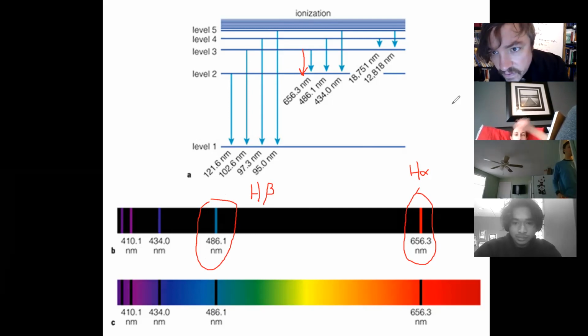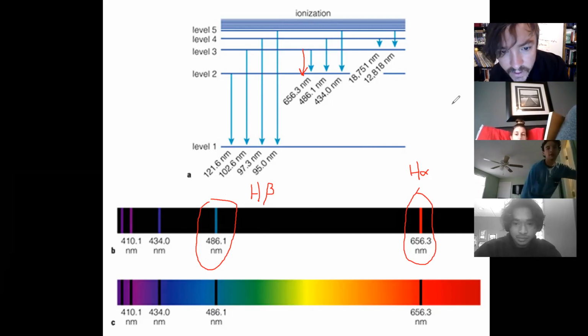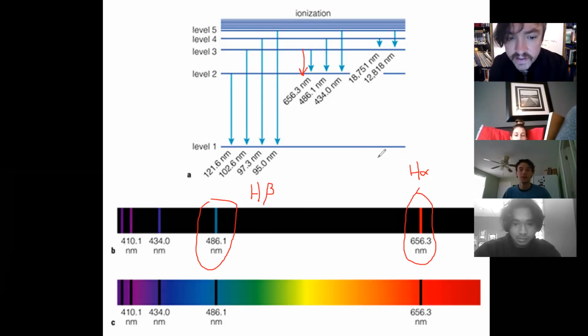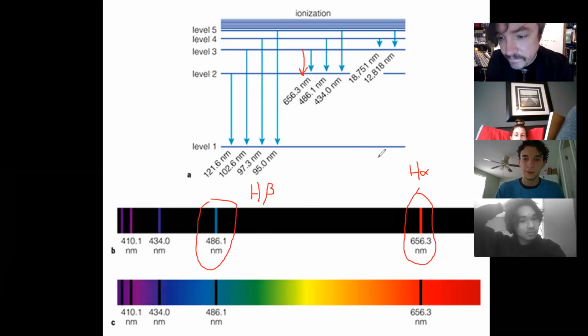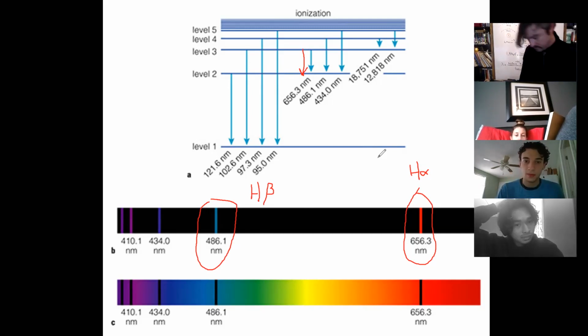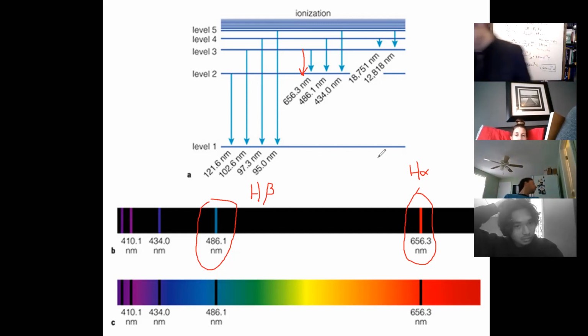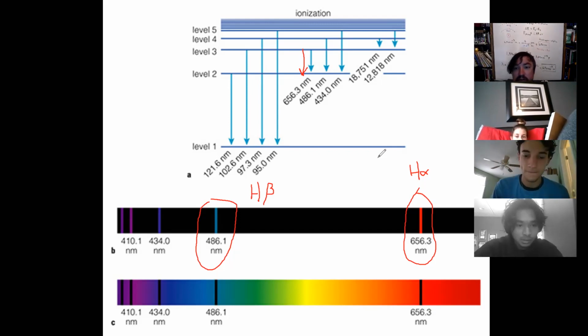No tricks. Not correct, Arunsak. That's not 2-to-1 for hydrogen beta. Come on, talk to me. Just look at the diagram. 4-to-3? Pardon? 4-to-2. 4-to-2.